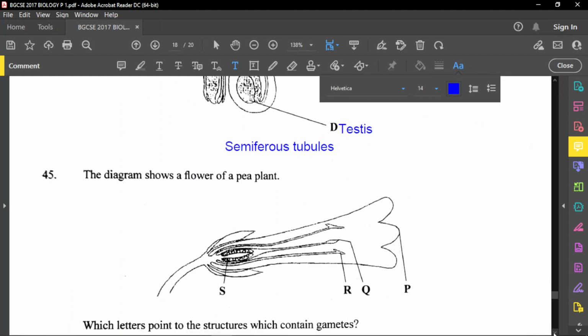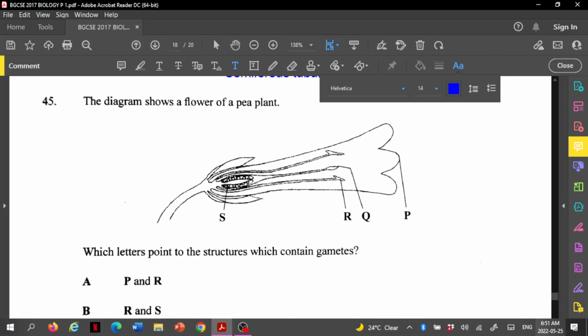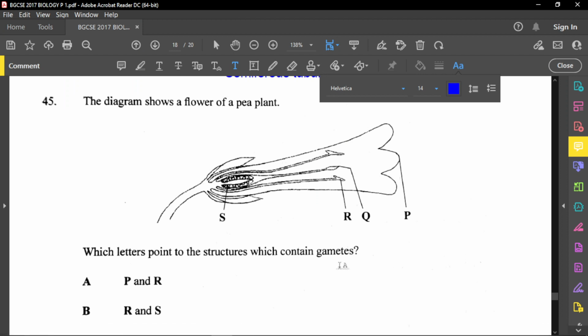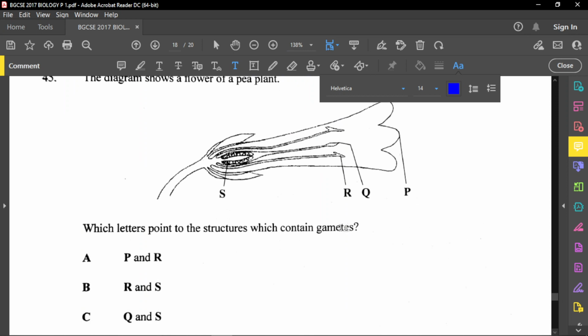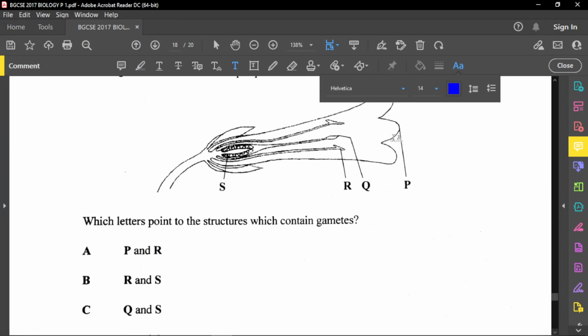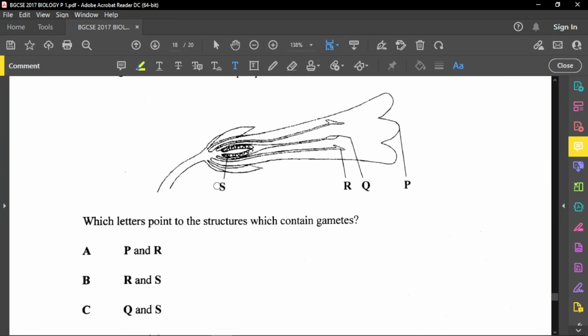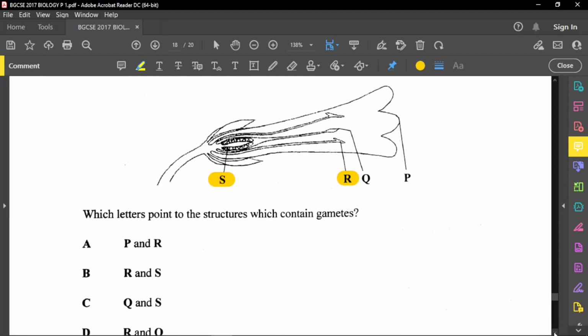The diagram shows a flower of a pea plant, right? And the question asks, which letter points to the structure which contains gametes. And gametes are found in two places. We have gametes in the ovary in the form of ovules, and also at the anther in the form of pollen. So there are two places where we find gametes. S, which is the ovules in the ovary, and R, which is the anther that produces pollen. Q is the stigma, and the stigma will receive pollen grains. P is the petal, and that does attract insects if it is an insect pollinated flower, right?